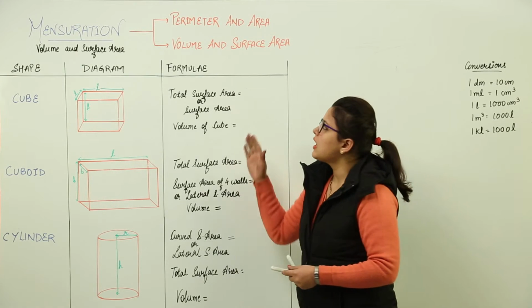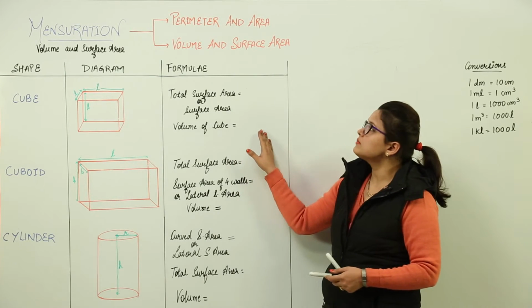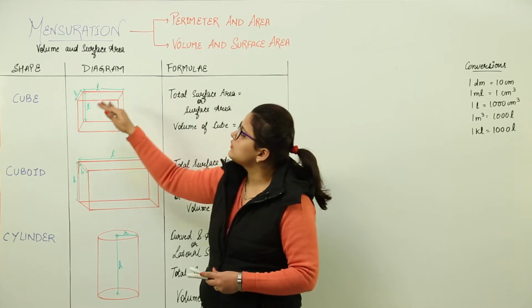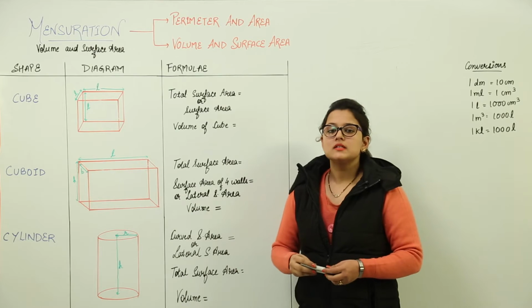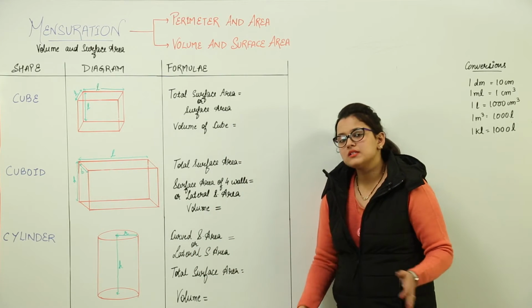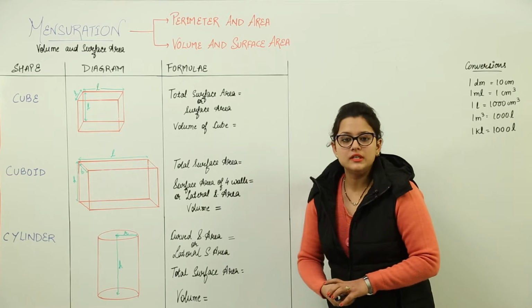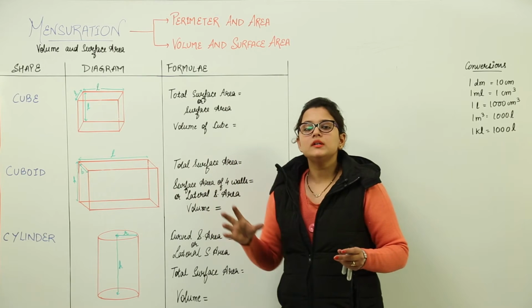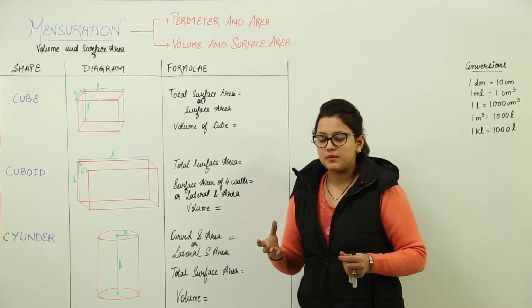Now we have done half of the chapter that was about perimeter and area. Now we will be doing the second half, that is volume and surface areas. In volume and surface areas, as I already discussed, we will be talking about 3D shapes, because volume is always about the quantity or capacity of any shape.